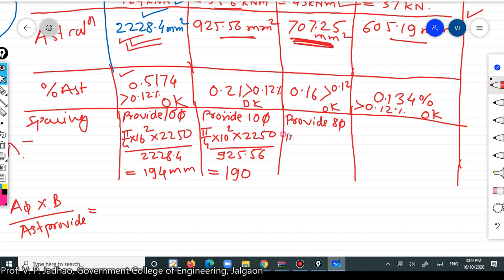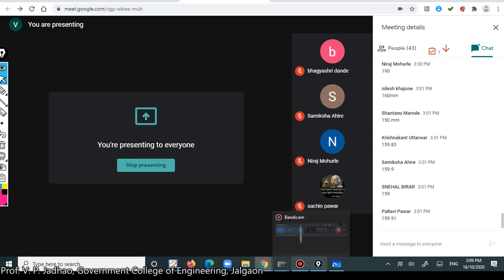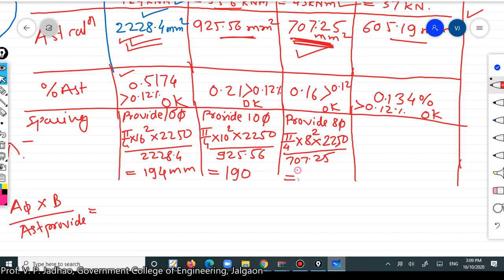The formula is area of one phi, that is pi by 4 into 8 square, multiplied by width of strip, that is 2250, divided by AST provided. AST provided is here this much, that is 707.25 mm square. So spacing comes out to be, how much is it? The spacing is 159.91 mm. Okay, sorry, mm. Again this will be in mm.